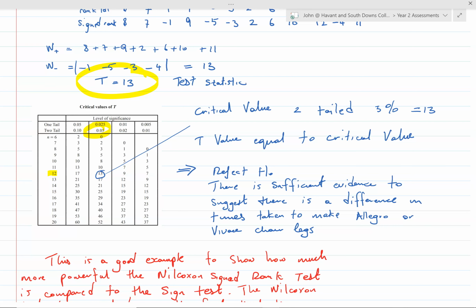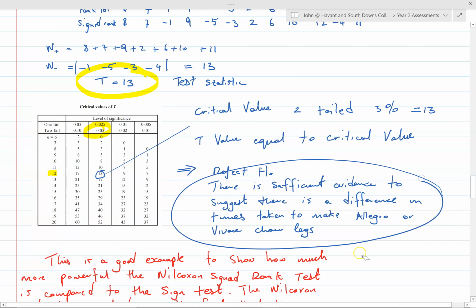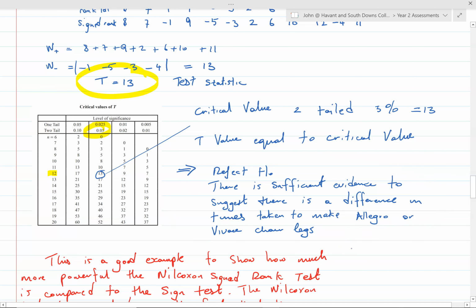Now remember, the critical value is the largest the statistic can be to reject H0. So it's just about small enough to reject H0. So 13 or less would reject H0. We've got 13, so we just about got enough to reject H0. So there is sufficient evidence to suggest that there is a difference in times taken to make Allegro or Vivace chair legs.